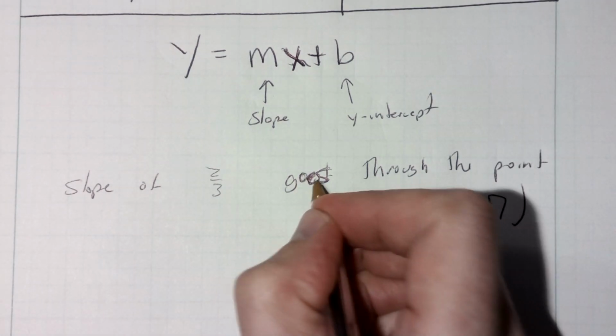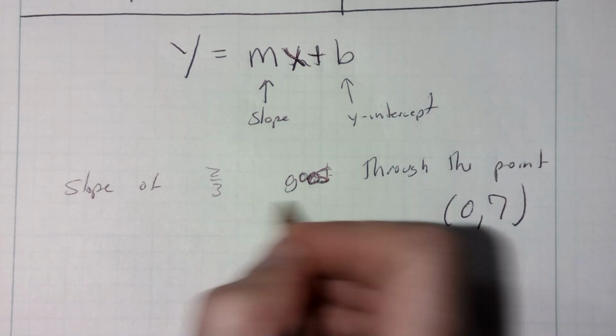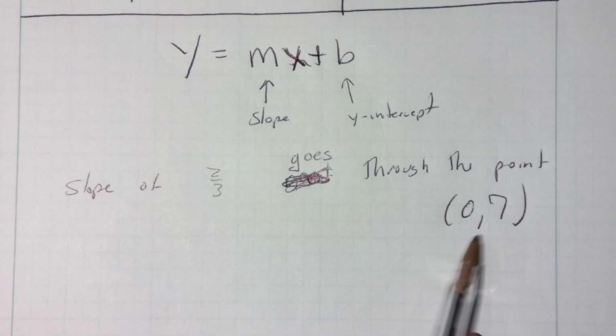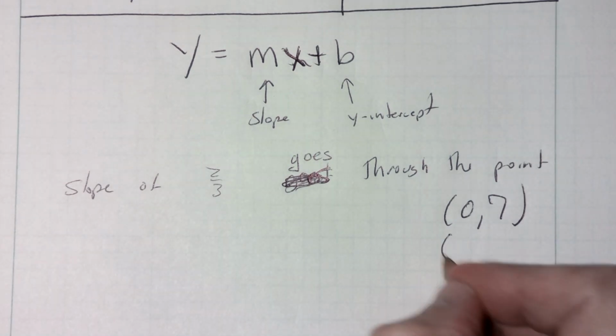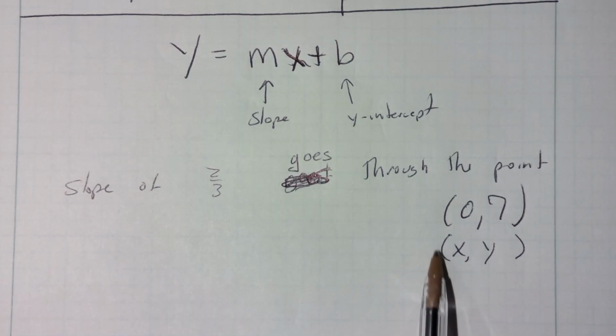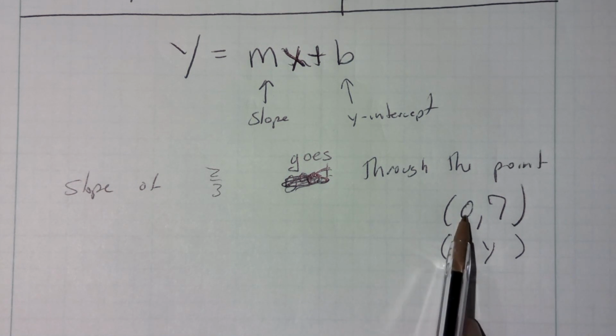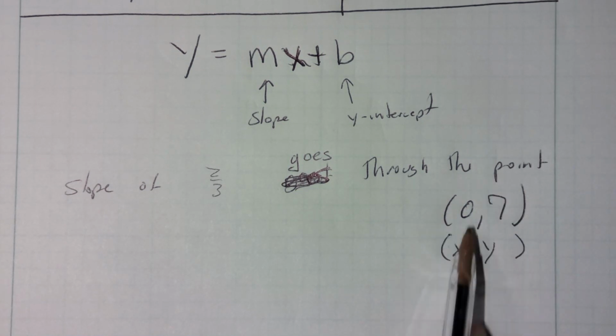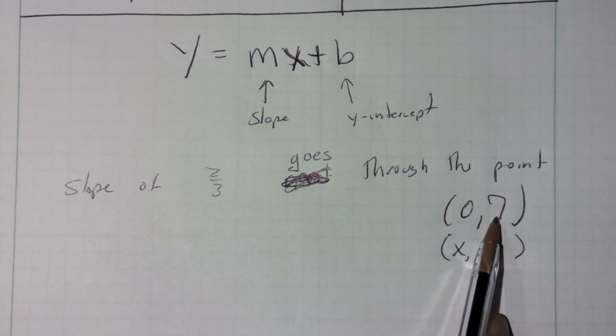But sometimes, if we're lucky, the point they give us is the y-intercept. Remember that a point is an x value and a y value. And if the x value is 0, then the y that's paired with it is our y-intercept. So if they give you a point like this with an x value of 0, then the y value they give us is the y-intercept.